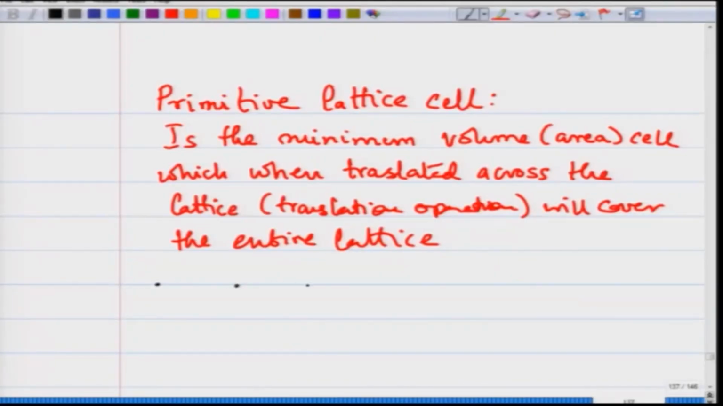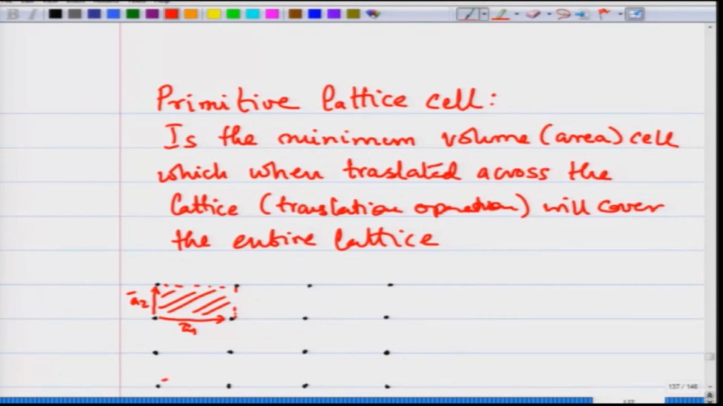So one typical example is, given this lattice of points, one example of my primitive cell is defined by a1 and a2. This is of course an example in 2 dimensions. So instead of a volume we have an area, and if I translate it by the translation vector across my entire lattice, I will cover each and every point inside the lattice without leaving any gaps. So this is one example of a primitive lattice cell.